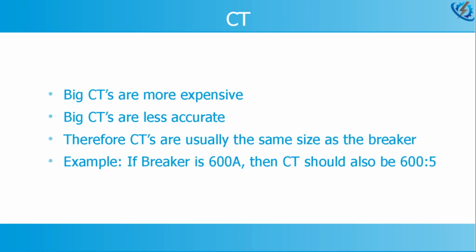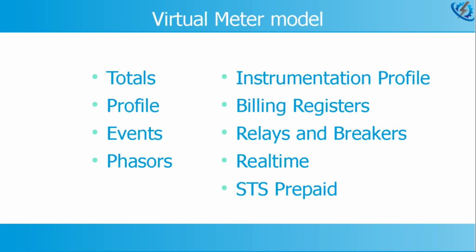The bigger of a current a CT needs to make small, the more expensive it becomes. Also, the bigger it is, the less accurate it becomes. For this reason, a CT is typically spec'd to be the same size as the breaker. So if a client has a 600 amp breaker, then the CT should also have a 600 to 5 ratio. That being said, let's look at the next one, which is phasors.